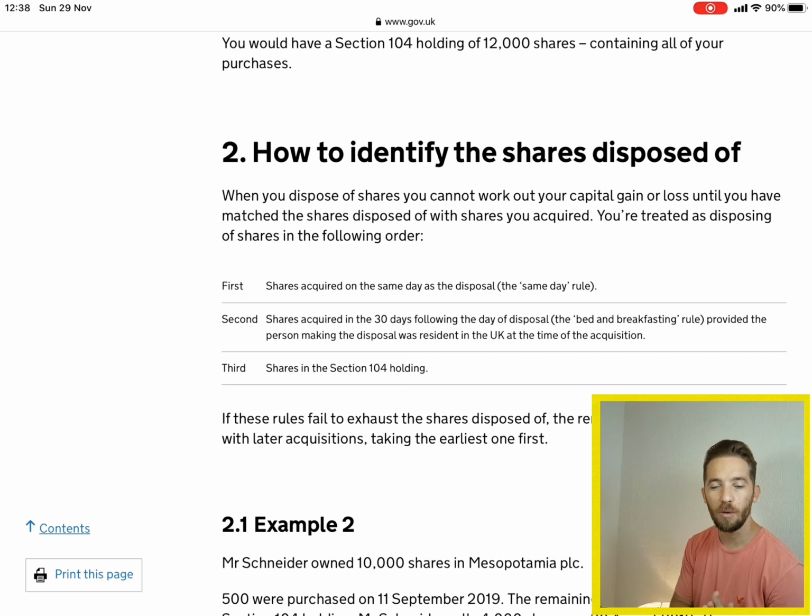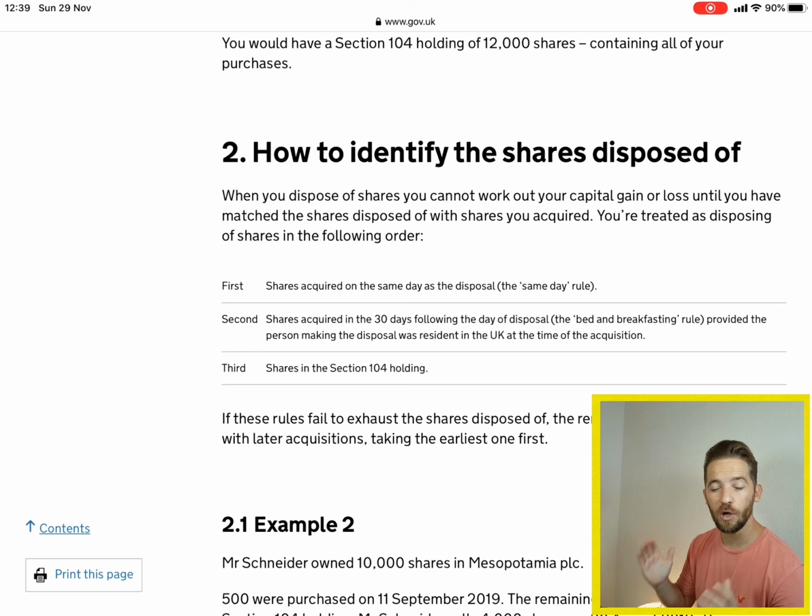And then it gets more and more complicated from there. People will use CFD accounts to stay in the market for the 30-day period, but there's a number of different ways around this. So yes, keep an eye out for bed and breakfasting rules, but providing you're looking at this and you're taking into account the dates, there's plenty of ways to get around it.